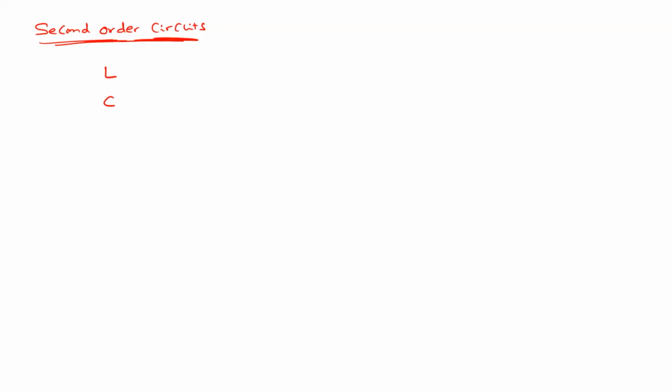There is also a chance that if you have two inductors, that also forms a second order circuit, and if you have two capacitors, that also forms a second order circuit. And one more thing: even if you have L and C, both different variables, the circuit can still be first order only. That possibility is also there. But in most of the cases, if you have two different types of energy storage elements, it will fall under second order circuits.